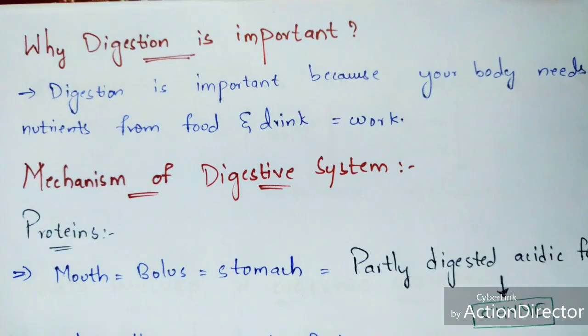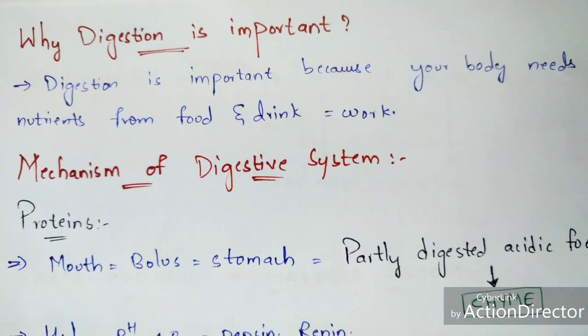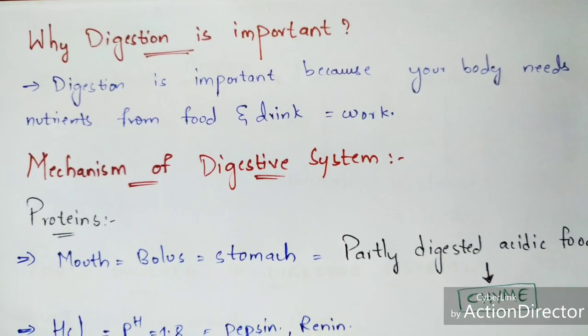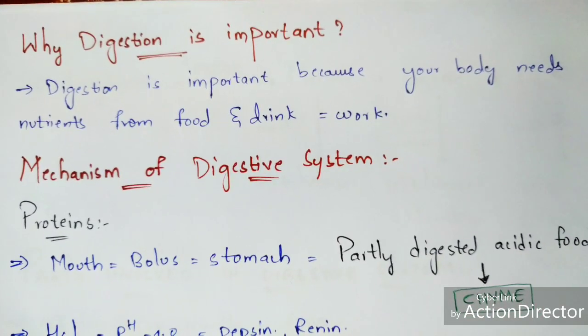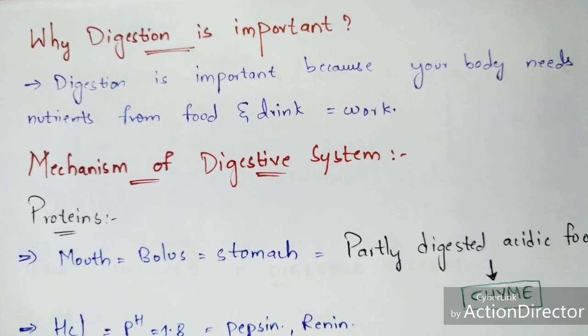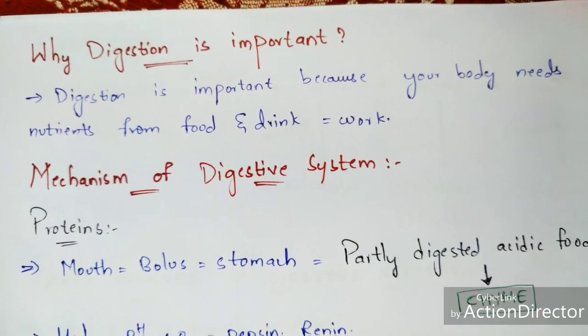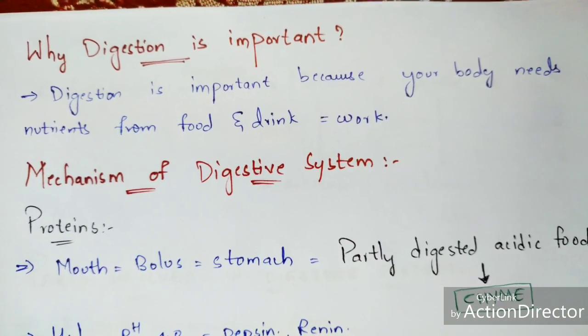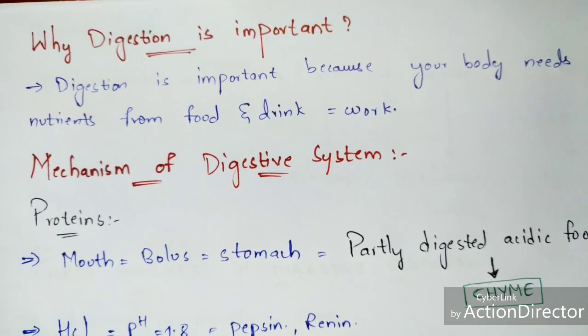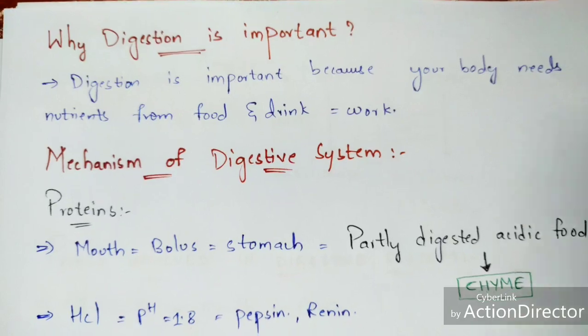So now let us see why digestion is very important for a human being as well as the organisms which live on the earth. Digestion is very important because your body needs nutrients from food and water, right? And normally if you take water as well as food, then the nutrients will be absorbed by the microvilli, which I have told you before, which are present in the small intestine.